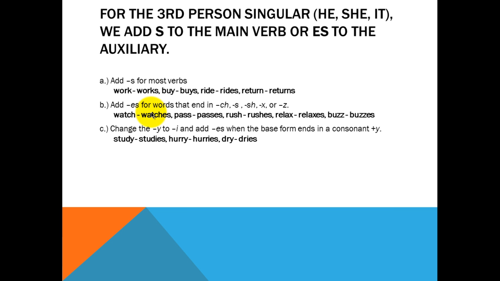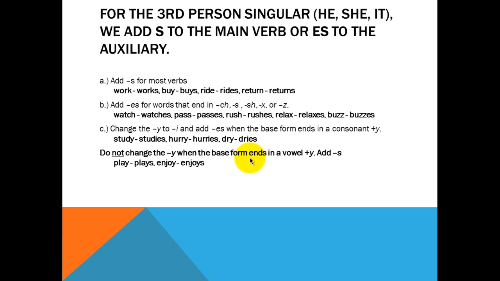We're going to change the y to i and add es when the base form ends in a consonant plus y. Let's look at study. For example, as you can see, study is S-T-U-D-Y. D is a consonant, and we have y. Because it's consonant plus y, we're going to change the y to i and add es. So, study becomes studies, hurry becomes hurries, and dry becomes dries.